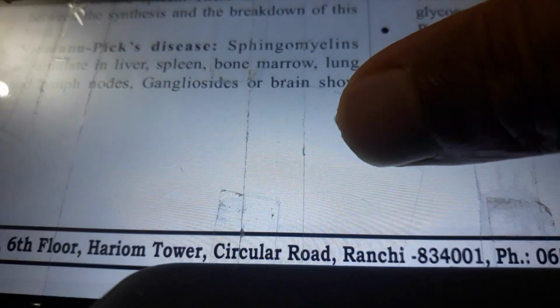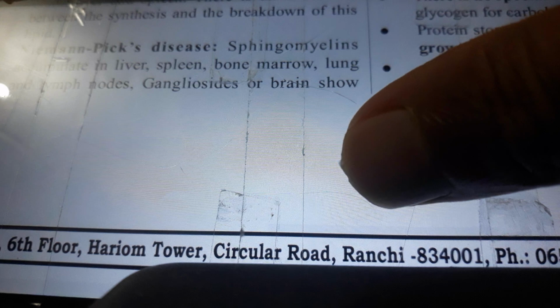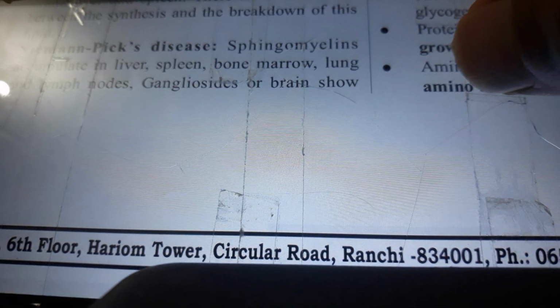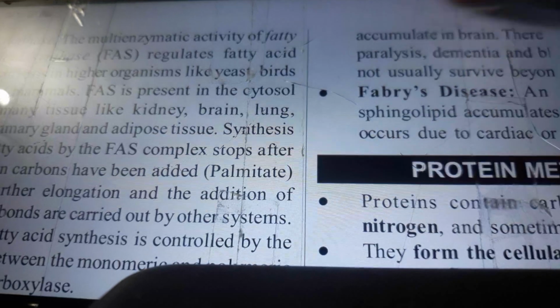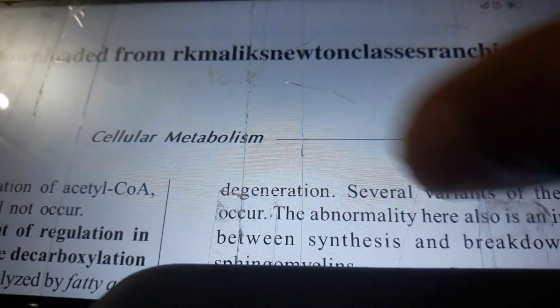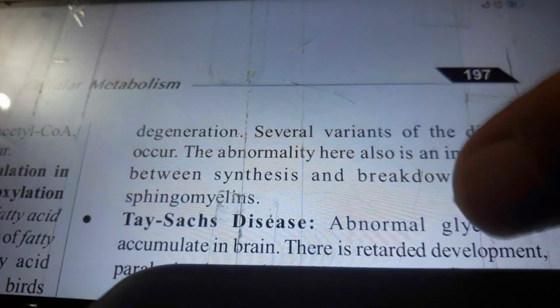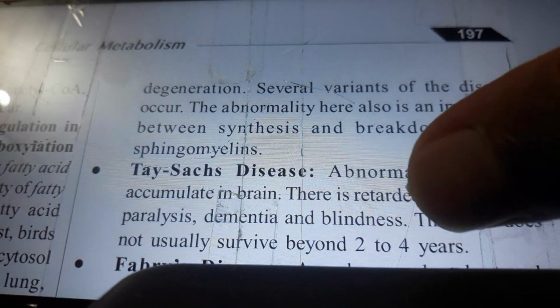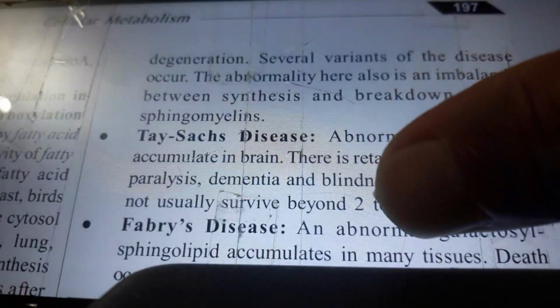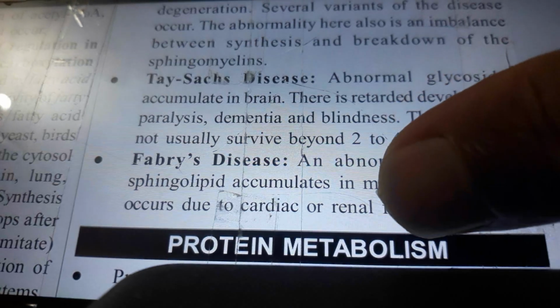Niemann-Pick disease, sphingomyelins accumulate in liver, spleen, bone marrow, lung, and lymph nodes. Gangliosides of brain show degeneration. Several variants of the disease occur. The abnormality here also is an imbalance between synthesis and breakdown of the sphingomyelins.